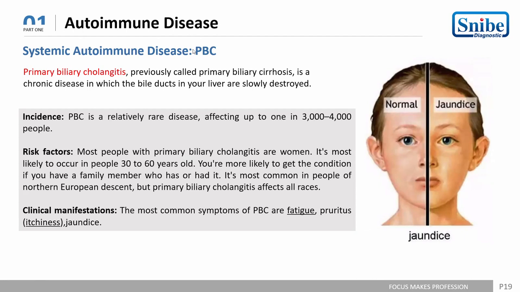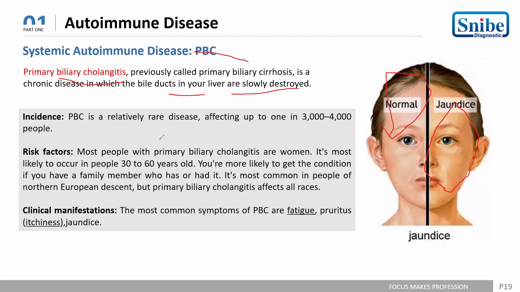What does PBC stand for? PBC is basically primary biliary cholangitis, also called primary biliary cirrhosis. It's a chronic disease in which the bile ducts in your liver are slowly destroyed. So this is the normal phase, and this is a jaundice-like phase. PBC is a relatively rare disease. It affects up to 1 in 3,000 to 4,000 people.